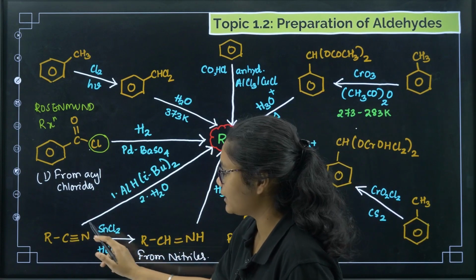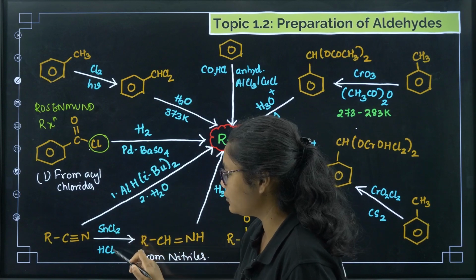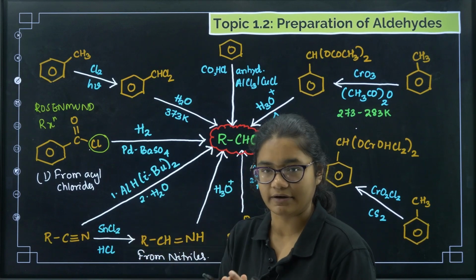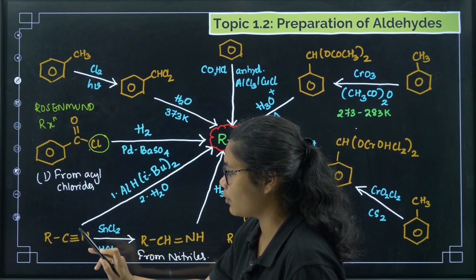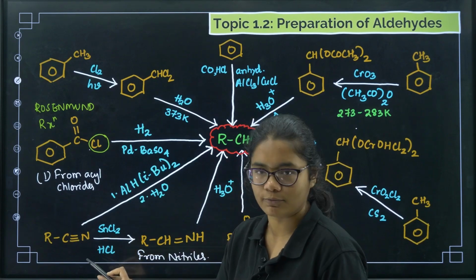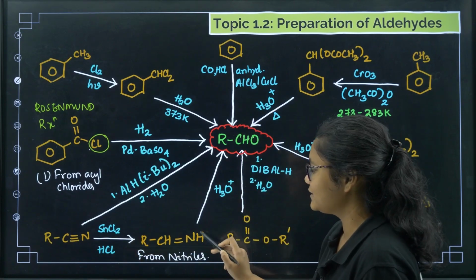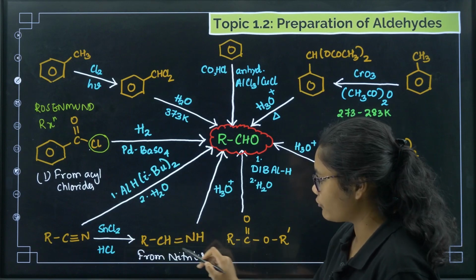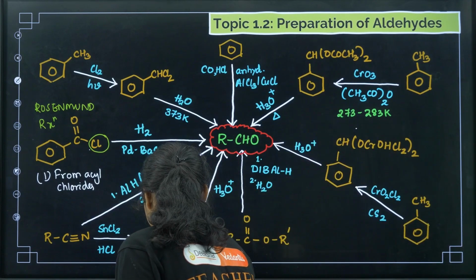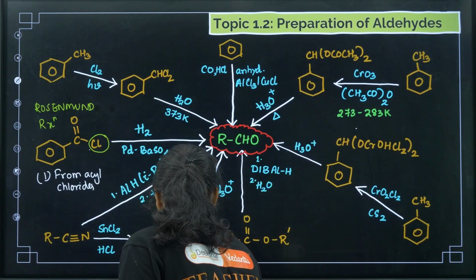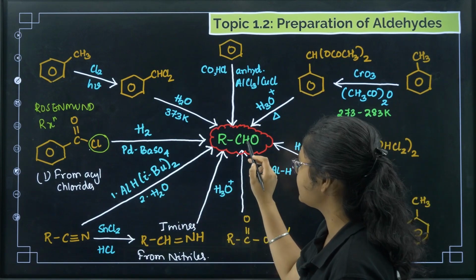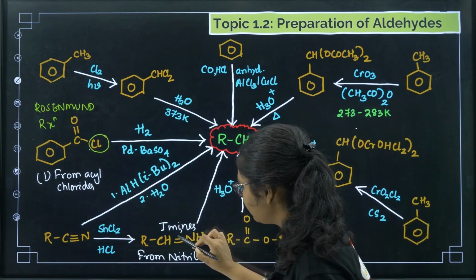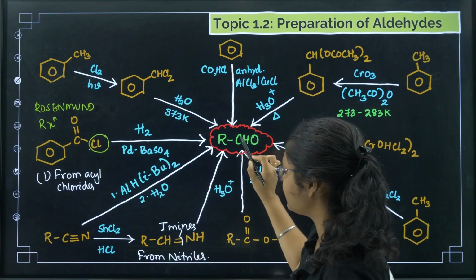The first one: if you take nitriles and treat them with SnCl2 and HCl, reduction happens here. You have to add both H's, one bond will break, and one H will be added on both sides. So you'll get RCH=NH. This compound formed here is called an imine. After that, if you do hydrolysis we will get RCHO. This bond will break, oxygen will come and this part will go.